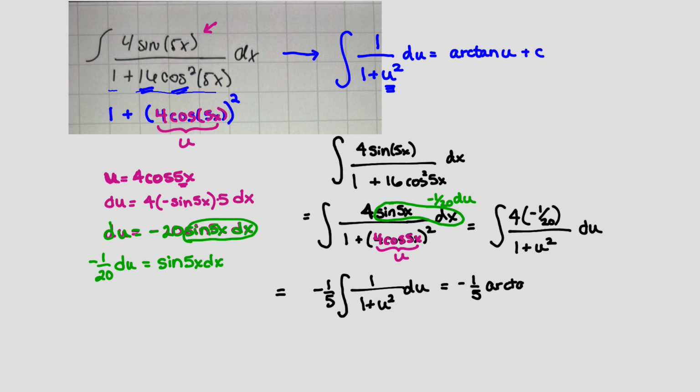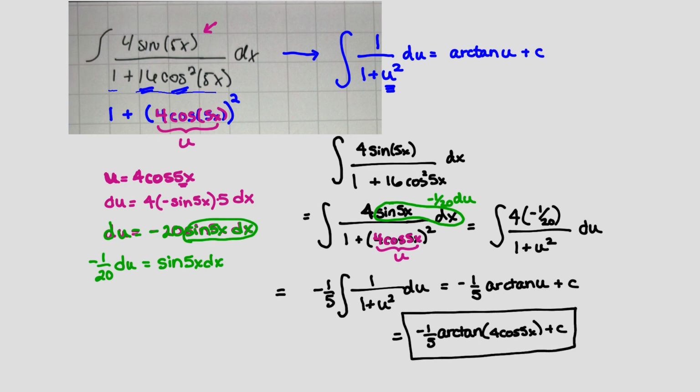That's my arctangent. And of course, the last step is to go back and replace that arctangent of u with the arctangent of what u really is, which is 4 cosine of 5x. And so that's going to be our final answer, negative 1/5 arctan of 4 cosine of 5x.